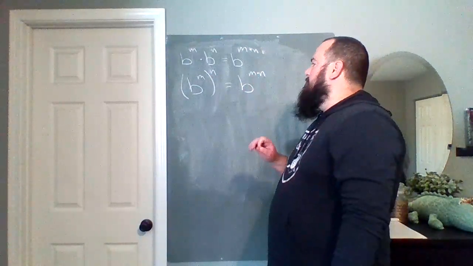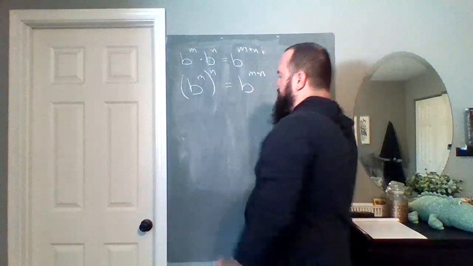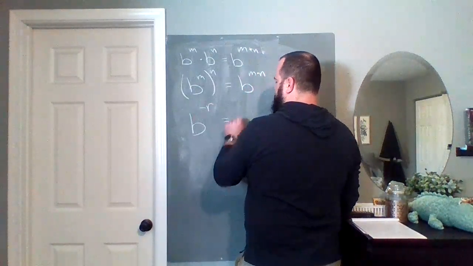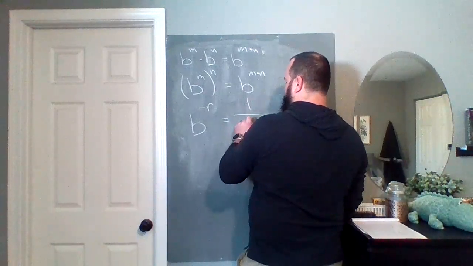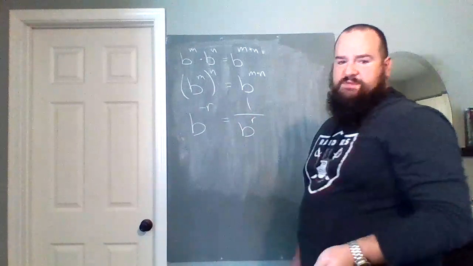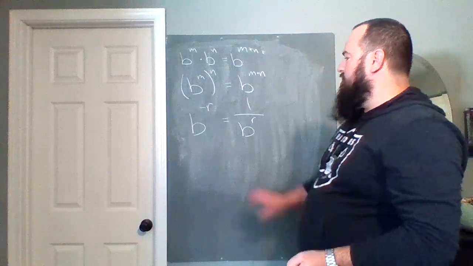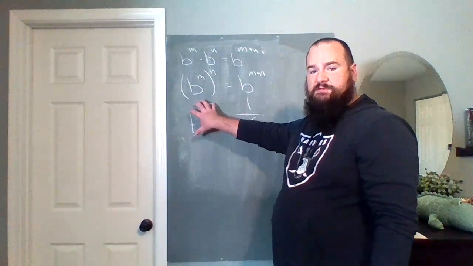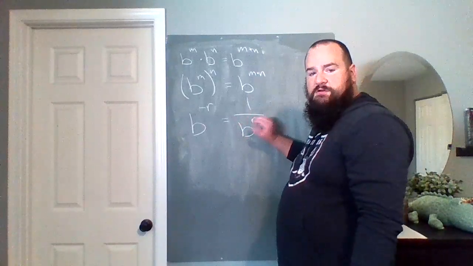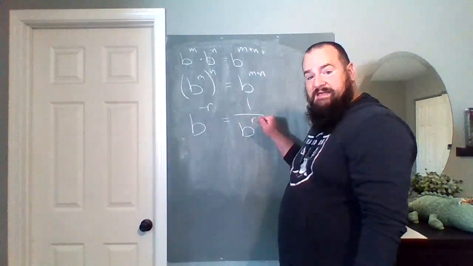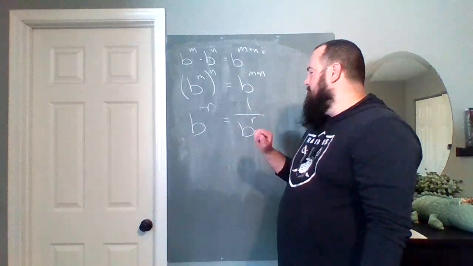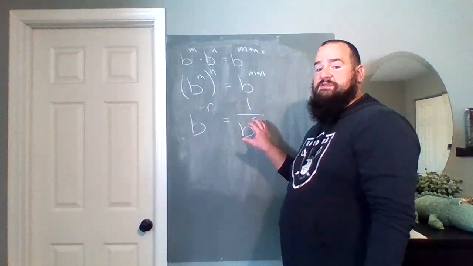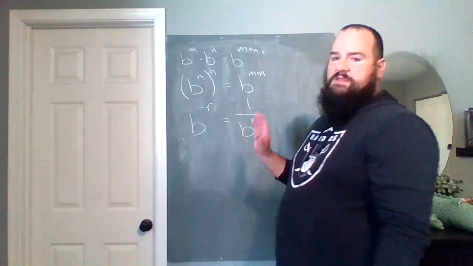Another one we're going to need is if I have b to a negative power, it's just 1 over b to the positive power. So if we have a negative exponent, we take that whole thing, the base and the exponent, and we put it in the denominator below 1, and then we just make that exponent positive. We take the whole thing and move it down if we have a negative exponent. So those are some of the ones.